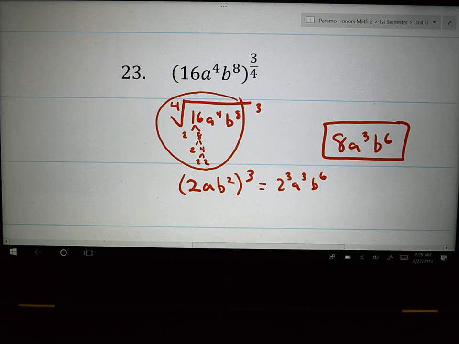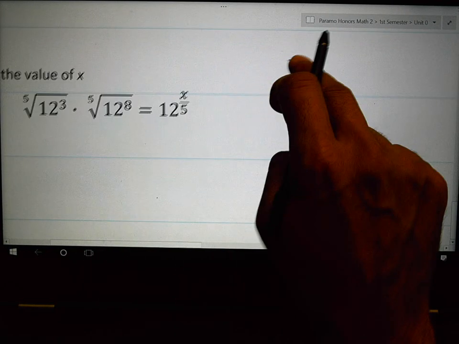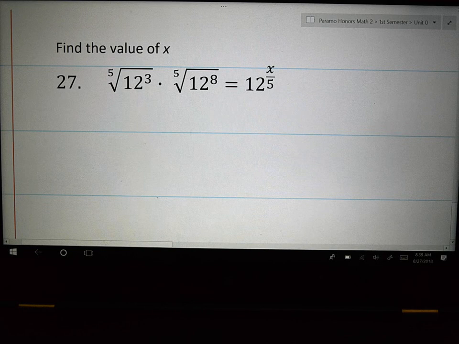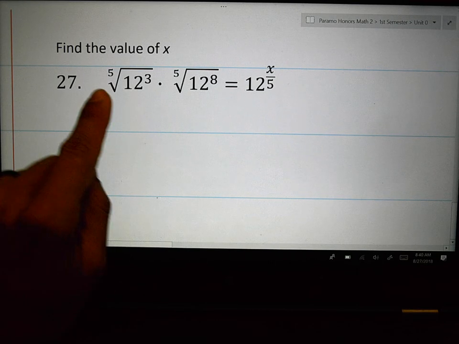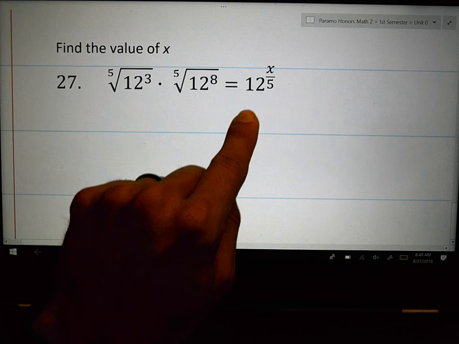Last example. Find the value of x. Then there's these problems at the very, very back of the worksheet, and I like them a lot because they really test whether you know your rules of exponents and fractional exponents, and we can figure out what x is and go from there. So this says the 5th root of 12 to the 3rd times the 5th root of 12 to the 8th is equal to 12 to the x over 5 power.